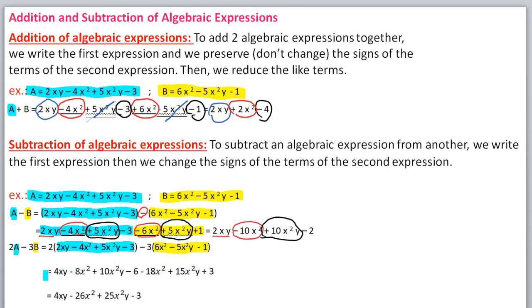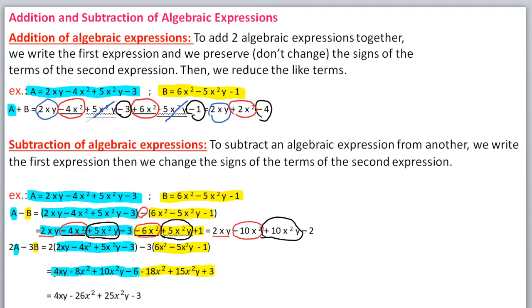So when we remove the brackets, look what will happen. 2 times 2xy, 4xy. 2 times 4, 8x squared. 2 times 5, 10. So we copy. 2 times 3, 6, negative 6. Now, negative 3 times 6, negative 18x squared. Negative 3 times negative 5, it's positive 15x squared y. Negative 3 times negative 1, it's positive 3. And now we collect the like terms all together.